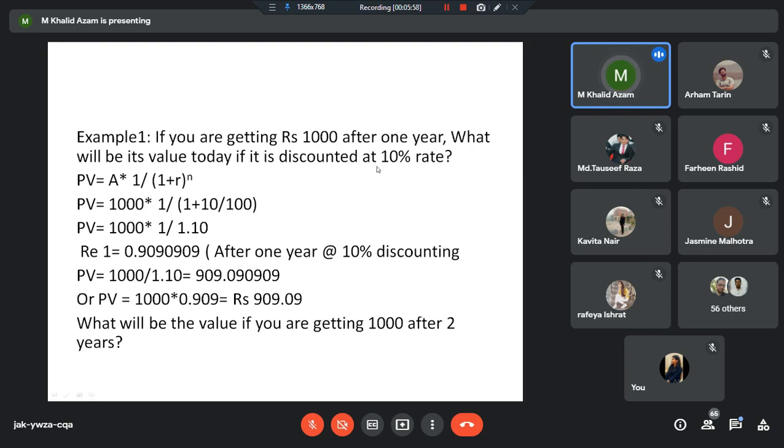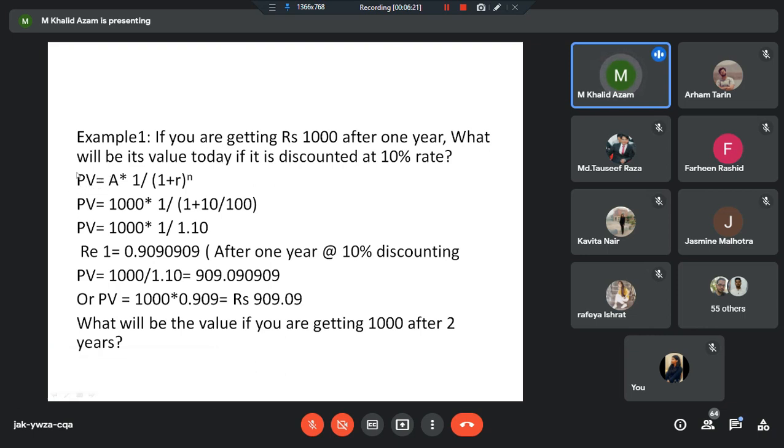For example, in the first year it will be 0.909, in the second year it will be 0.826 or something like that. Due to this practice, we generally take 10% for simplicity, and gradually you will be able to remember that also. Now see here how it goes.